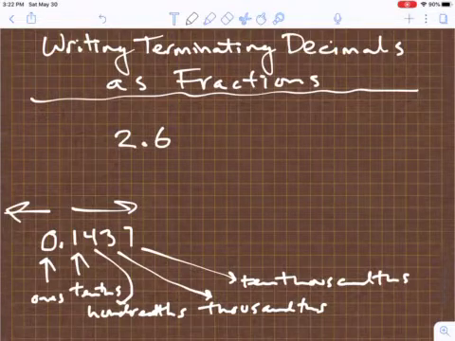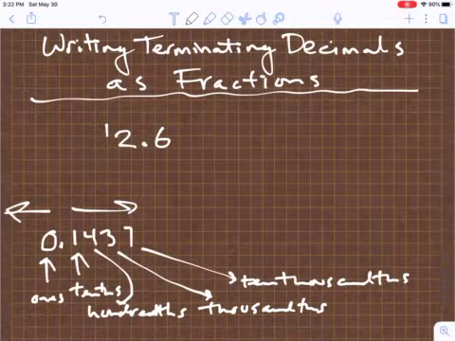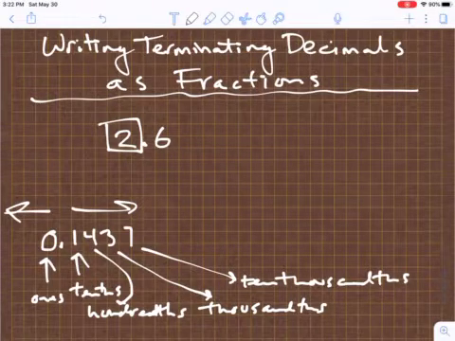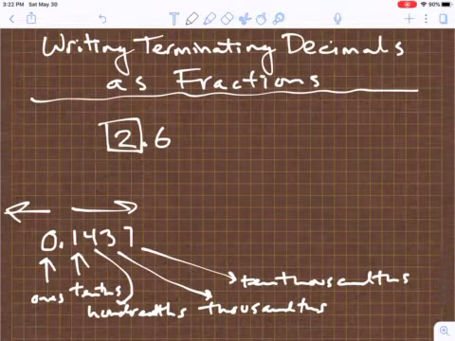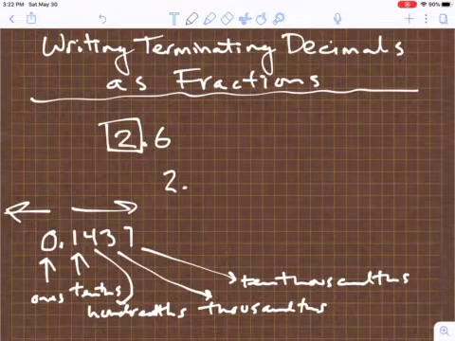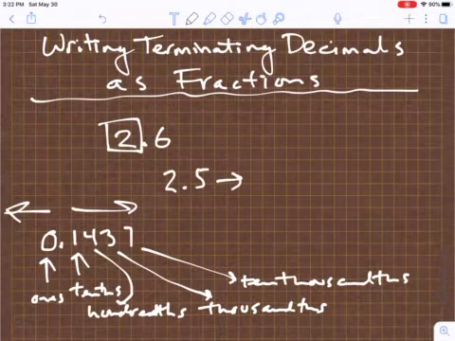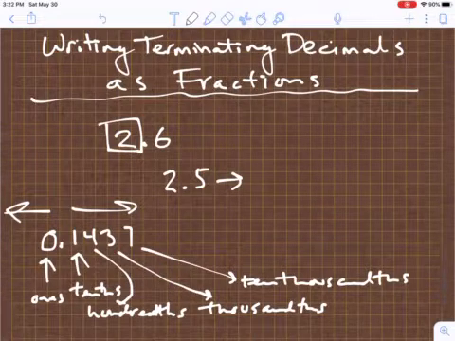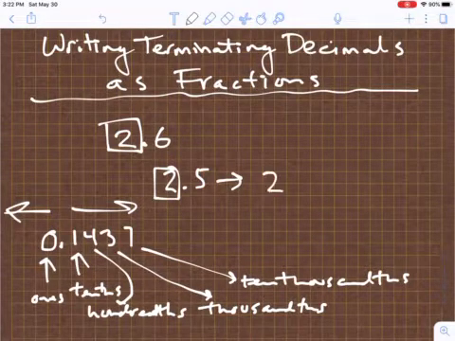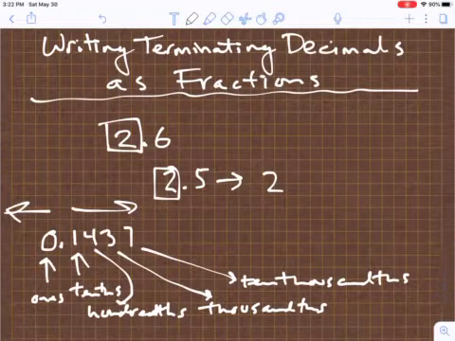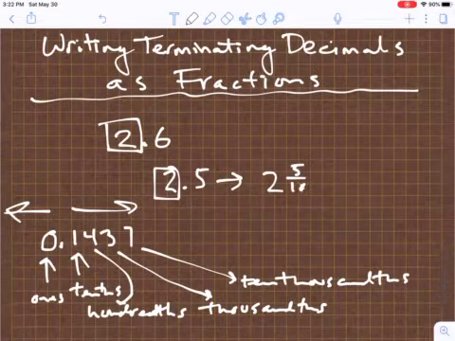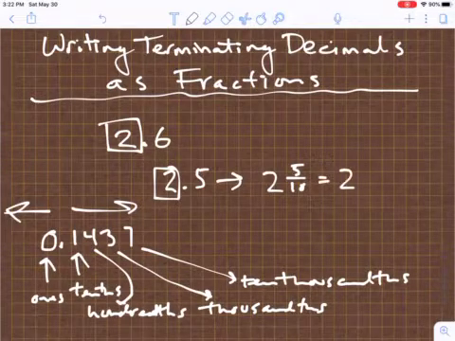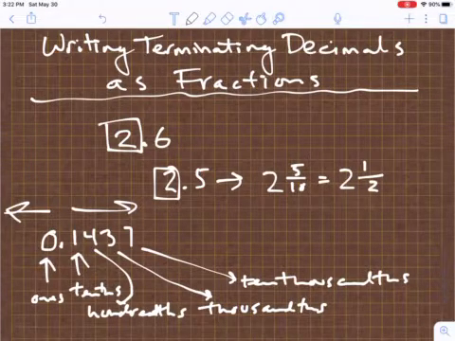The first thing I want to point out is that what's before the decimal is always going to stay the same when you write a fraction. A real common example is 2.5. A lot of people see that and they go, oh, that's 2 and a half. Well, the reason that's 2 and a half is because this 2 just stays a 2, and then that 0.5 can be written as 5 tenths, or 5 over 10. And then you can simplify that to 2 and 1/2.